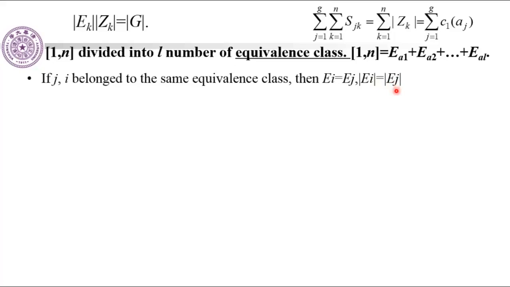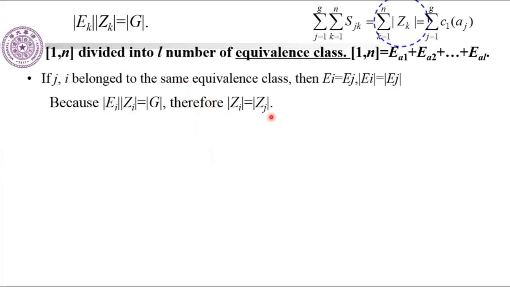Whereas at this time again we know that EI multiplied by the number of ZI should be equal to the number of permutations. Therefore, because inside the equivalence class the number is the same, the corresponding number of stabilizers must be the same too. Therefore the number of ZI is equal to the number of ZJ. Then because in each equivalence class we know the cumulative summation of ZI should be equal to the corresponding number of equivalent class multiplied by the corresponding k-stabilizer number inside.